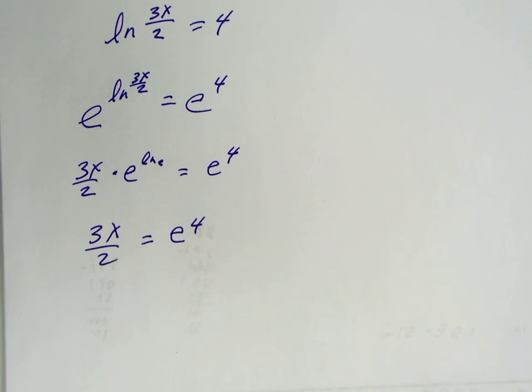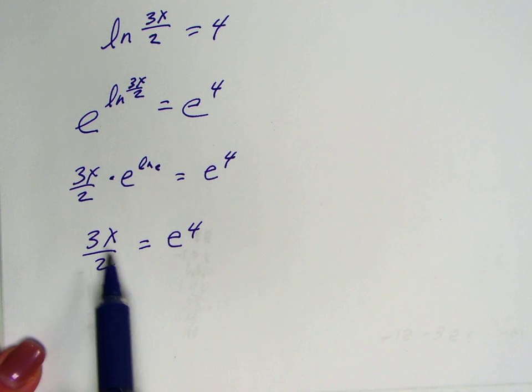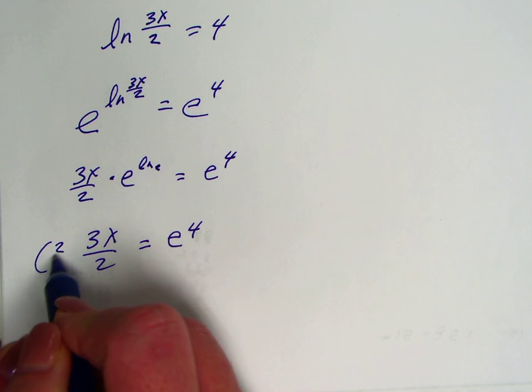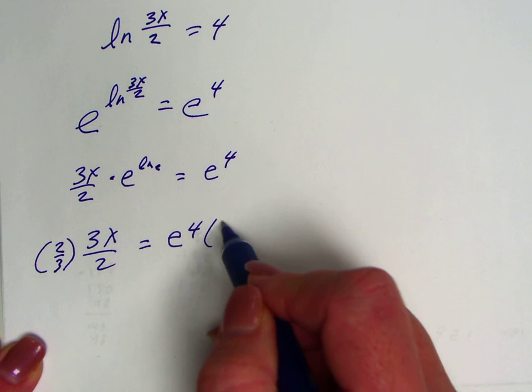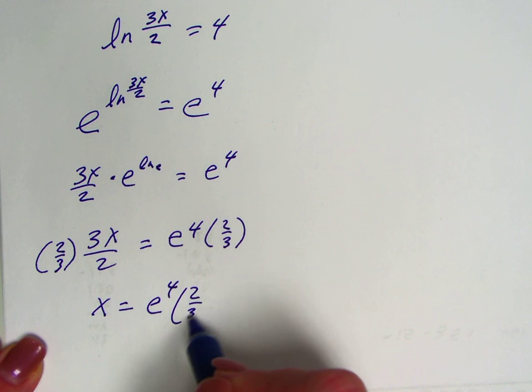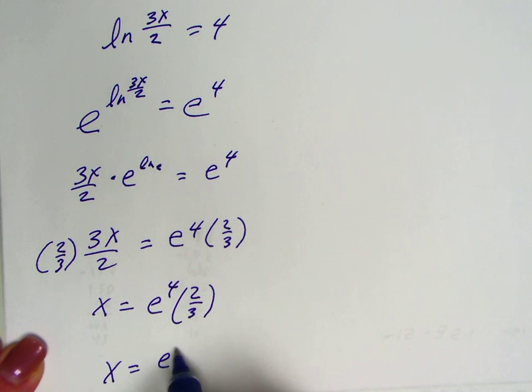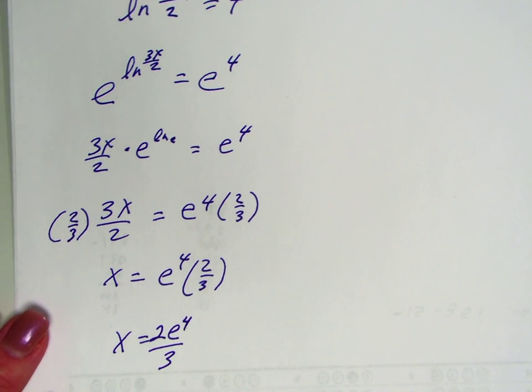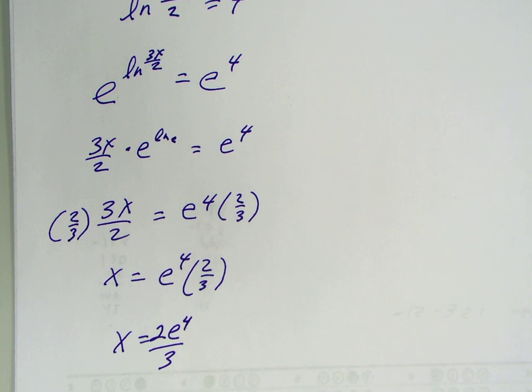So we're going to multiply both sides by 2 and divide by 3. I'm just going to multiply both sides by the reciprocal, 2/3. So we get x equals e to the 4th times 2/3, which is just x equals 2e to the 4th over 3. You can leave it in that form or put it in your calculator and get a decimal value. I got 36.398 when I put it in the calculator.